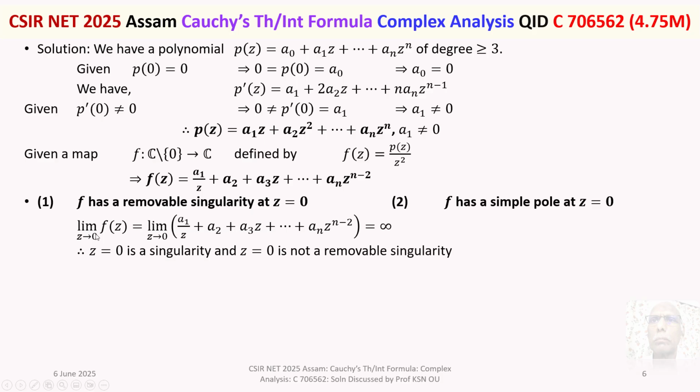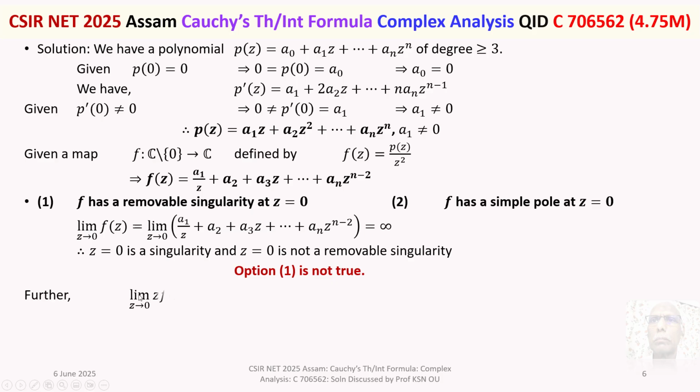Had it been a removable singularity, the limit as z tends to 0 of f(z) would have existed as a finite quantity. But it is tending to infinity, therefore z equals 0 is definitely a singularity, but it is not a removable singularity. Right, option 1 is not true.